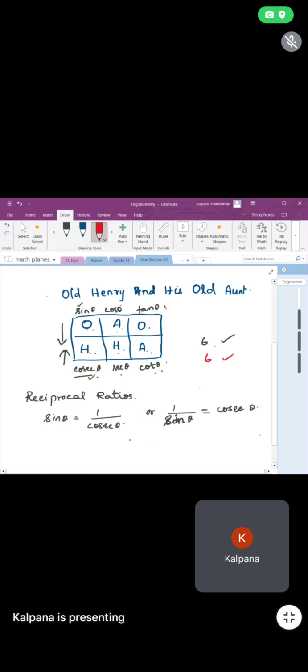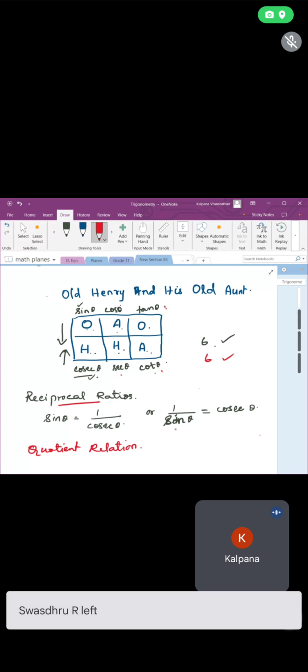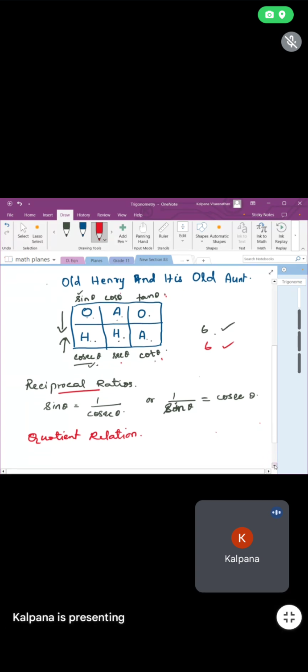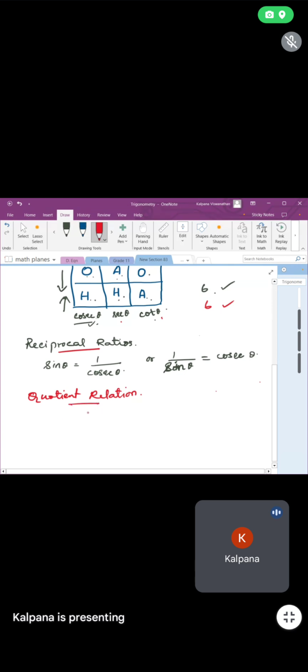Now the next set of formulas. First is basic ratios, then you have reciprocal ratios, then you have the quotient relations. What is this quotient relation? It is the relation between tan and cot in terms of sine and cos. You can take it from the table. What is tan theta? Tan theta is sine theta by cos theta.